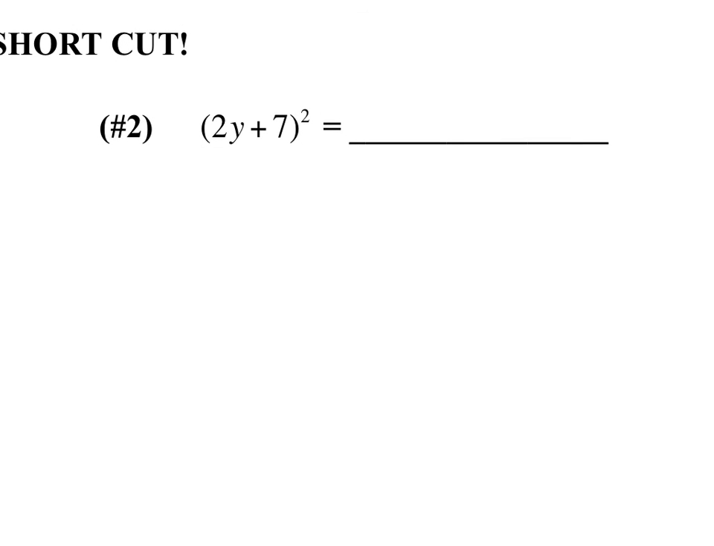So, what's a in this case? We have 2y plus 7 all squared. What's a? Well, let me write this out. We have a plus b all squared equals a squared plus 2ab plus b squared. All right, so if a is 2y, what's a squared going to be? That's going to be 4y squared. Okay. What's b squared? Well, that's going to be 7 squared. That's going to be 49.